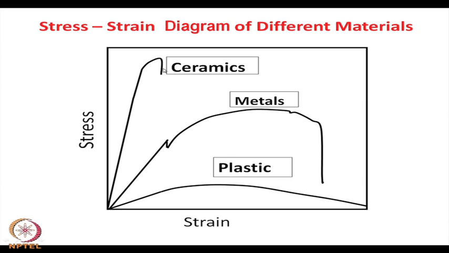So, it breaks, this downward line is actually the breaking point. After a very small amount of plastic deformation, almost negligible, ceramics break, whereas metal takes a lot of plastic deformation, a permanent deformation, before it breaks. And of course, a plastic takes a lot of strain even at a lower stress, and sometimes it breaks and sometimes it comes back, a rubbery kind of material.